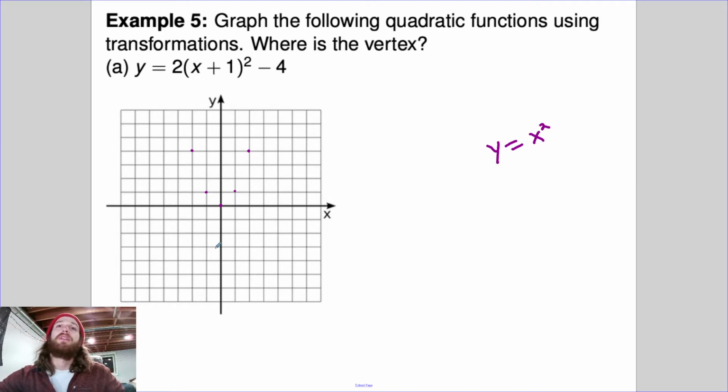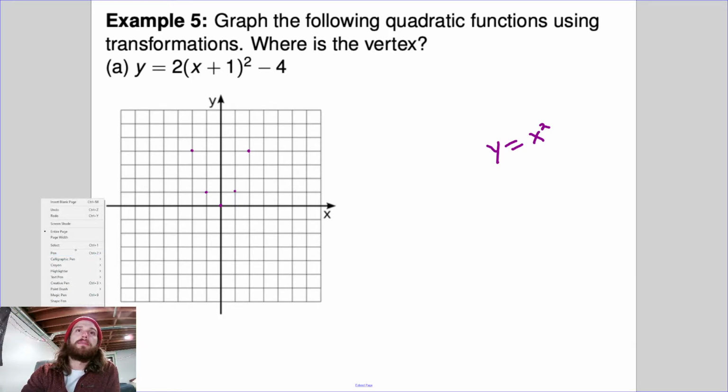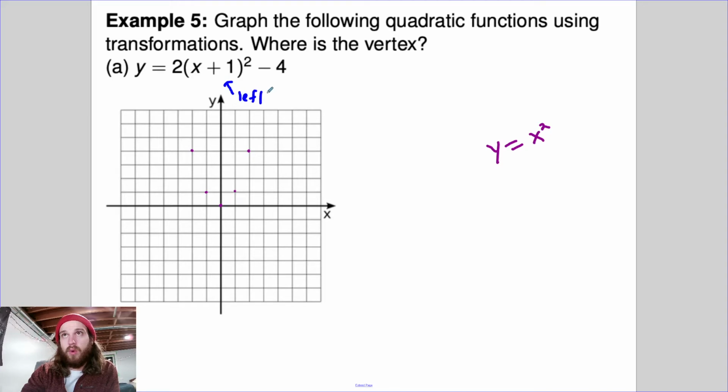Yeah, so what's happened here? We got a couple transformations. We've taken this shape. I'm going to take my vertex. I'm going to shift it. Plus 1 means left 1. This means down. I like writing this because it helps me remember. And then we have a stretch. The stretch is a vertical stretch by a factor of 2.